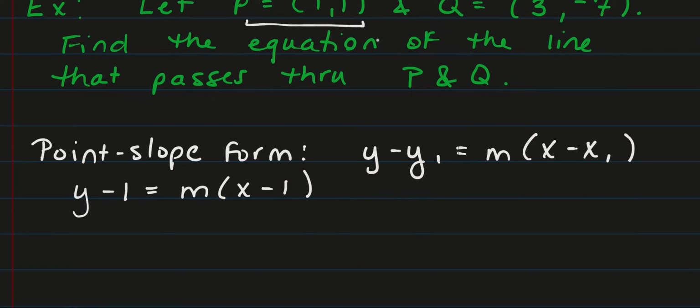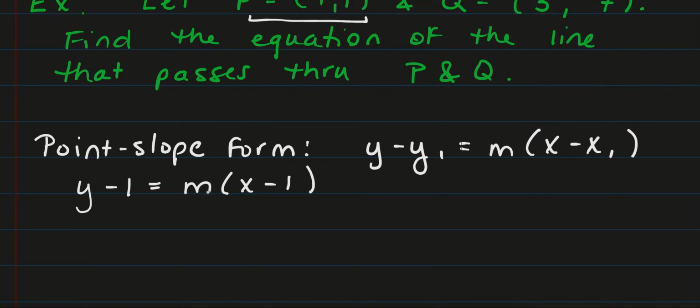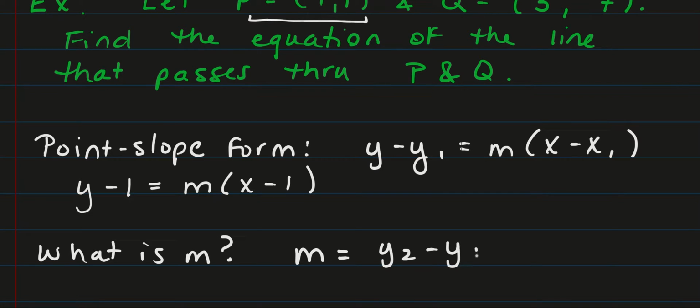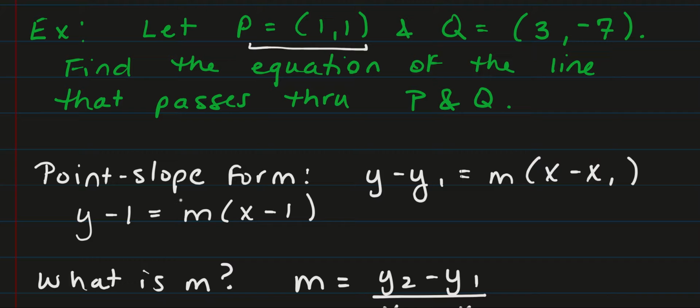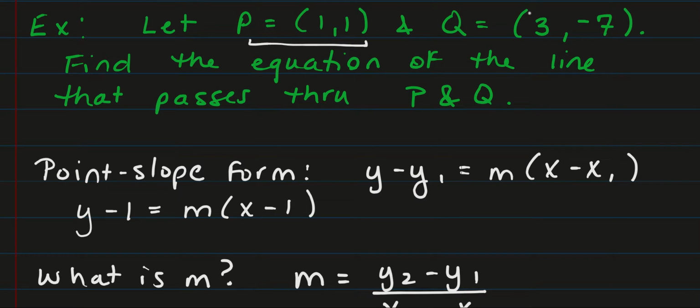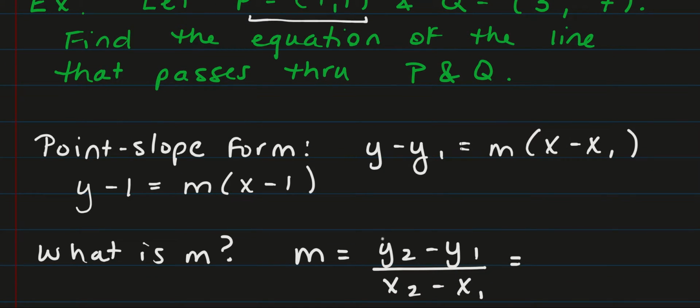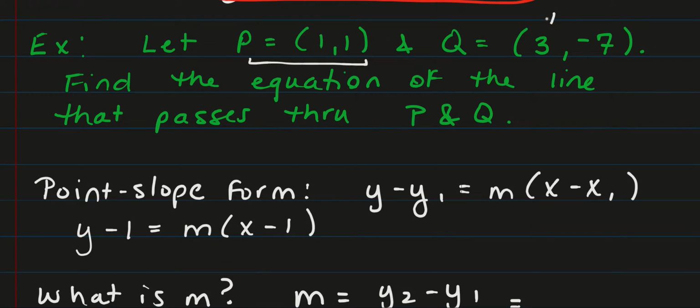Okay? So the next part is to find m. So what is m? Now remember, the slope m is equal to the change in y's over the change in x's. Now here I've already labeled P as x1, y1, but you could let Q be x1, y1. It doesn't matter. You're going to get the same slope. So to find this, what I'm going to do is I'm going to take y2, which is going to go with Q. This is going to be x2. This is going to be y2.